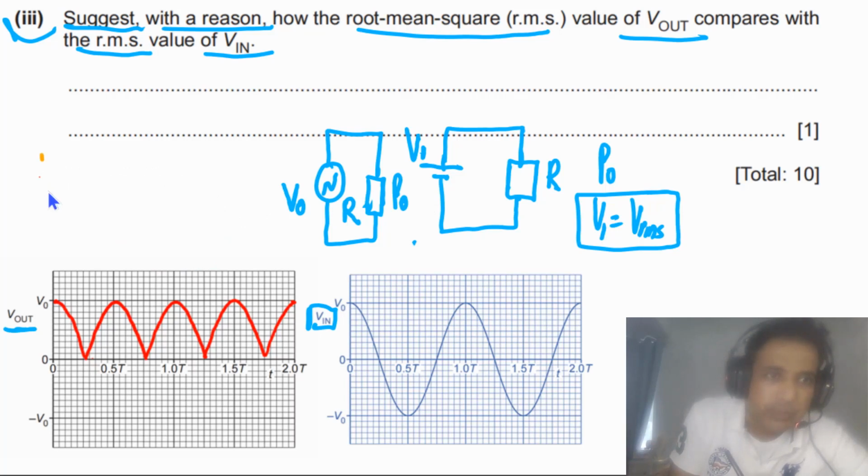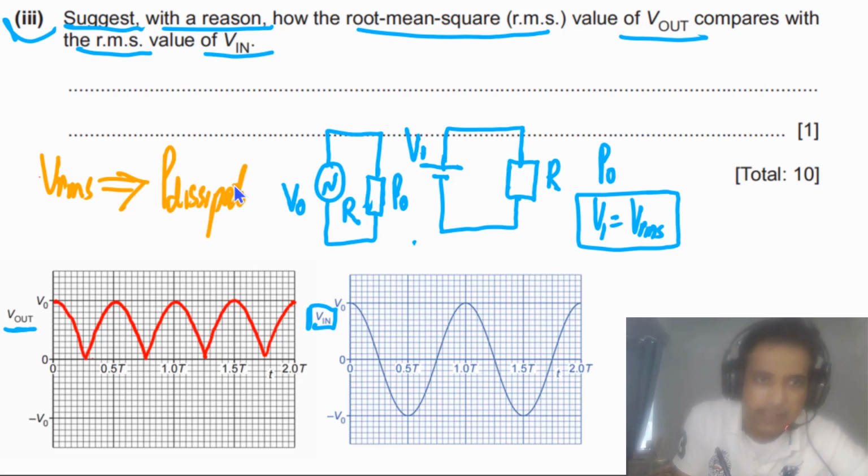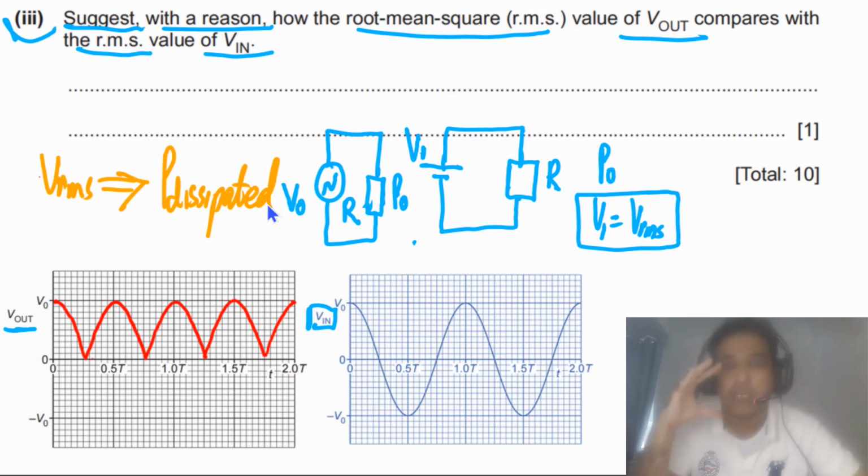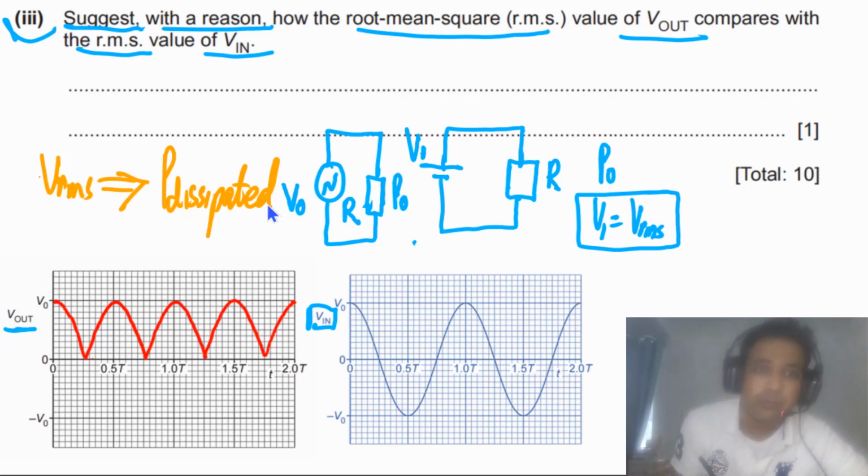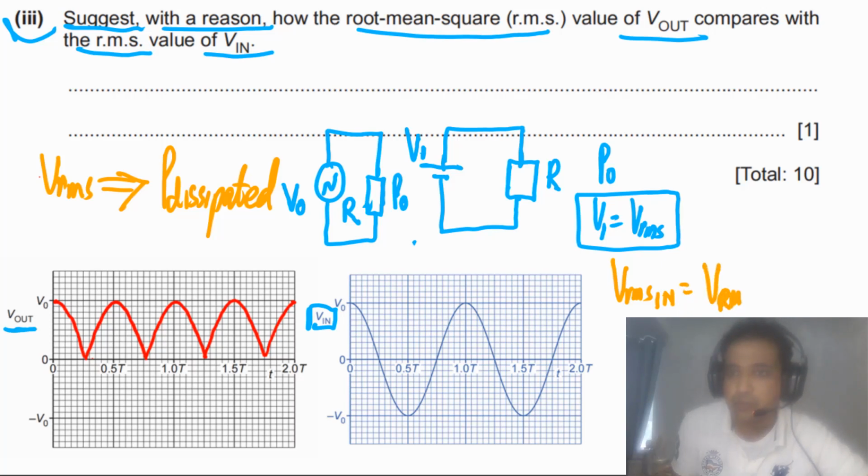As RMS value is linked with power dissipation and average power dissipated, so it does not depend on negative value of V, or it does not depend on positive value. So it does not care about sign. So it simply means that VRMS for rectified signal and VRMS for unrectified signal, we can say VRMS in has to be equal to VRMS out. So let me use small letters here. So we are using small letters VRMS out. So they are the same.